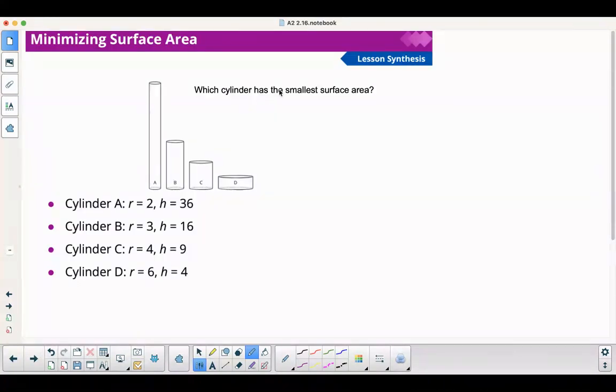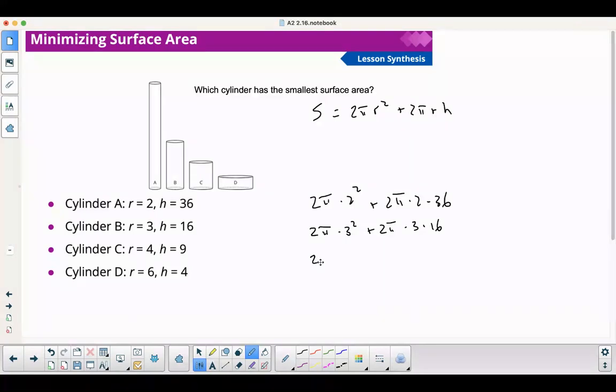All right. So which cylinder has the smallest surface area? Let's go ahead and calculate that. Remember, surface area equals 2 pi R squared plus 2 pi r times h. Now I can start plugging some things in. The first one is 2 pi times 2 squared plus 2 pi times 2 times 36. Next one, 2 pi times 3 squared plus 2 pi times 3 times 16. Then 2 pi times 4 squared plus 2 pi times 4 times 9. And the last one, you're basically doing the same thing, just plugging in different numbers each time.